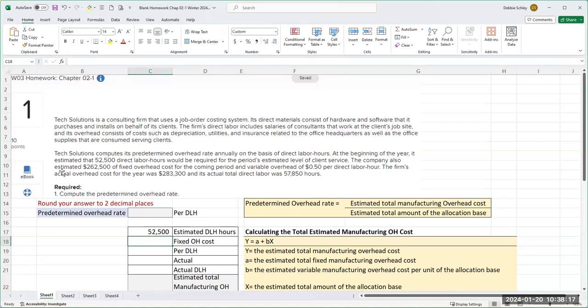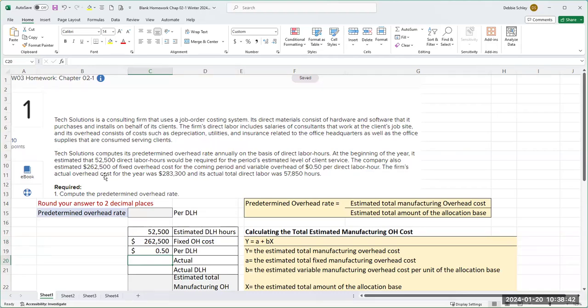The company also estimated 262,500 of fixed overhead costs. So here's my fixed, 262,500 for the coming period, and variable overhead of 50 cents per direct labor hour. So 0.50, 50 cents per direct labor hour.